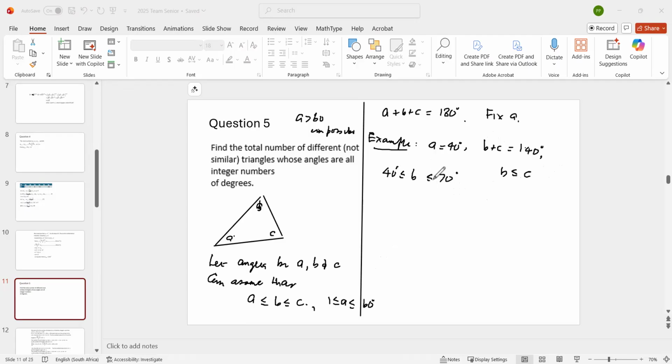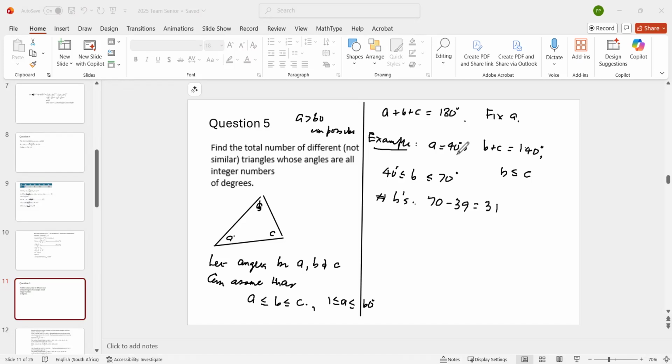So what does this mean? How many B's are there? The number of B's is the number of integers. B has to be an integer from 40 to 70. Now you can count that. There is a nice way of counting this. All you do is subtract 1 from 40. The answer is not 70 minus 40, but 70 minus 39. That gives you 31.